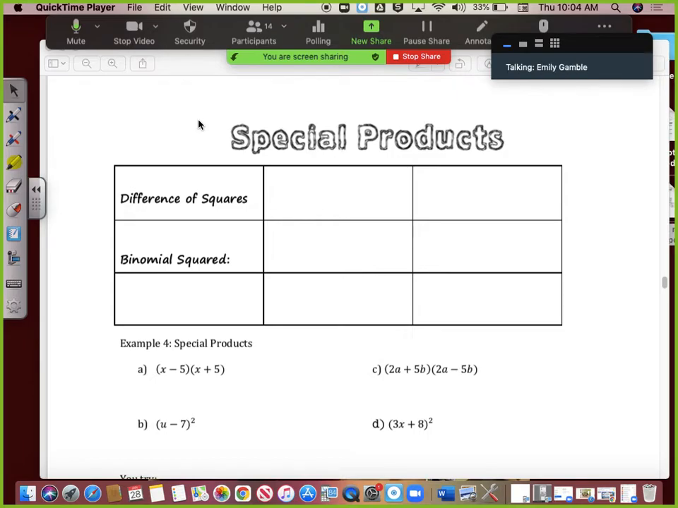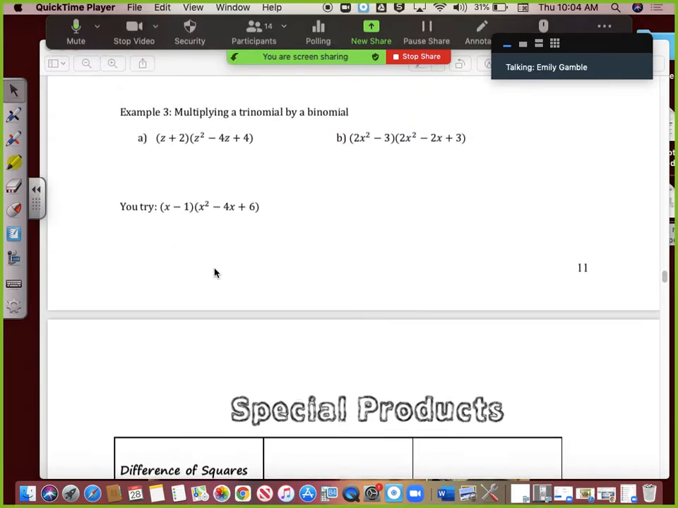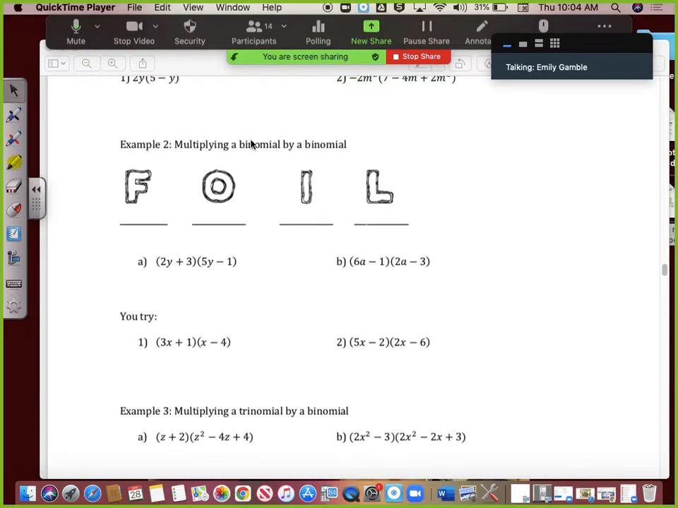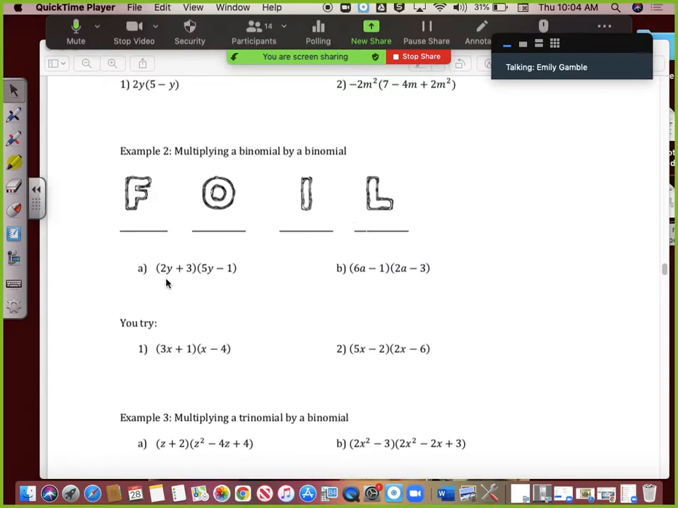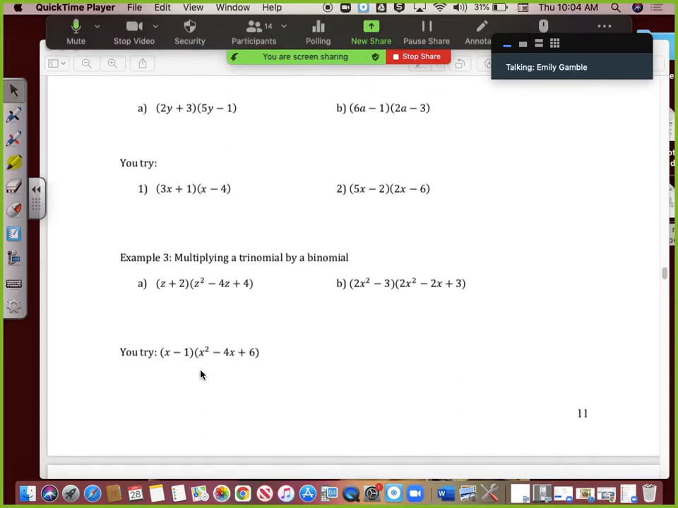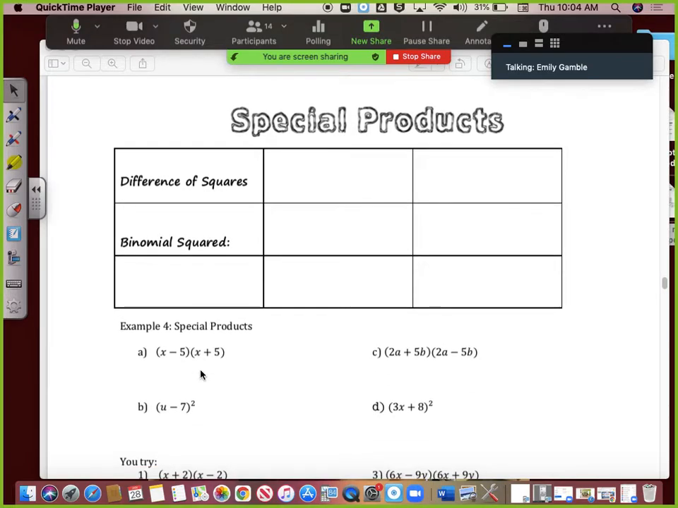In the second part of 5.3, we're looking at different types of multiplication problems where something interesting will happen, like the difference of squares and a binomial squared. So yesterday we looked at FOILing and multiplying polynomials, and when we FOILed a binomial times a binomial, we followed these acronyms. And in the special products problems that we see today, interesting things are going to happen.